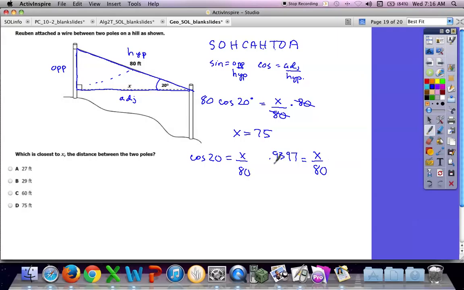And then you can always put this over 1, since any number can be written as divided by 1. And then cross multiply. 0.9397 times 80 equals x times 1. That's an option. If you don't need that option, that's fine. Honestly, this is the way you solve it: since x was being divided by 80, you multiply both sides by 80. And the answer was 75.